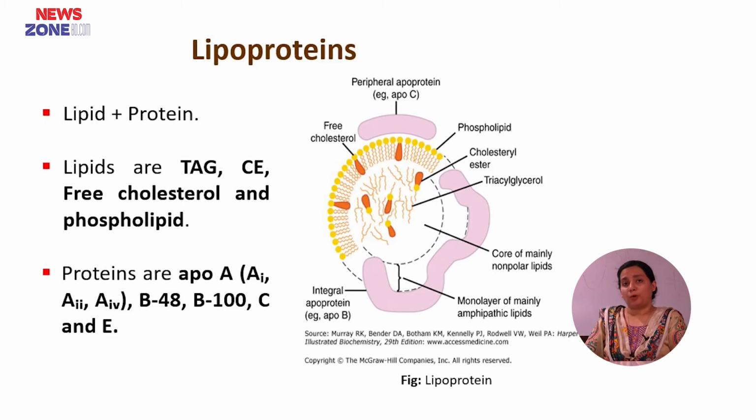And a very important complex lipid is the lipoproteins. These actually help to transfer lipid from one organ to another. Lipoprotein is usually made of lipid plus protein. The lipid portion constitutes triacylglycerol, cholesterol ester, free cholesterol and phospholipid, and the protein portion usually consists of apoprotein A, apoprotein B48, apoprotein B100, apoprotein C and apoprotein E.